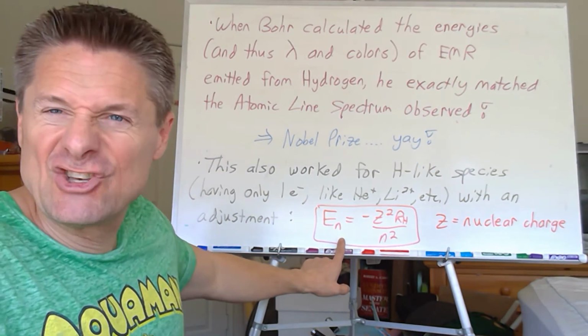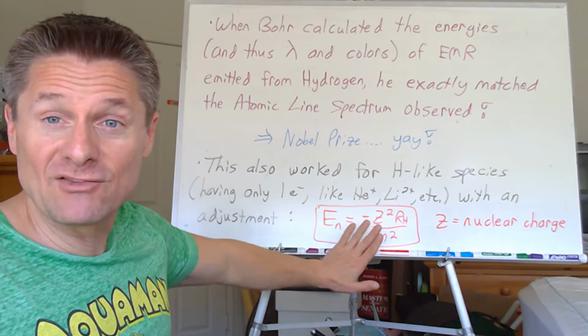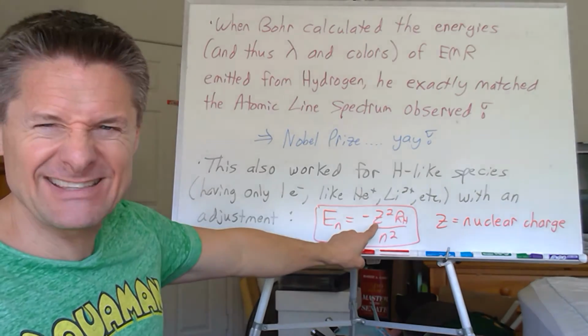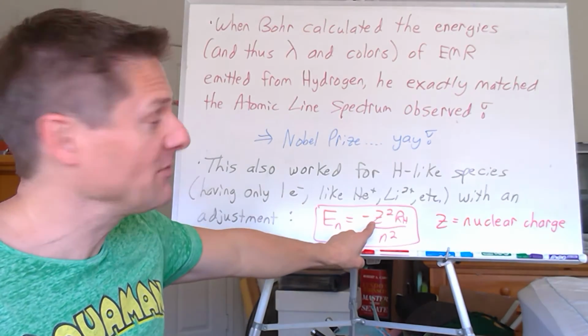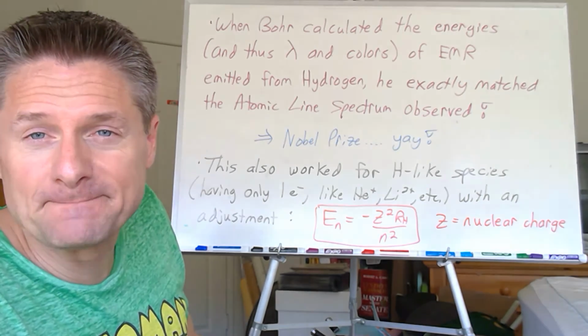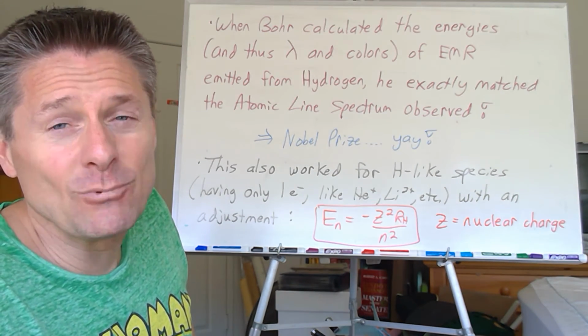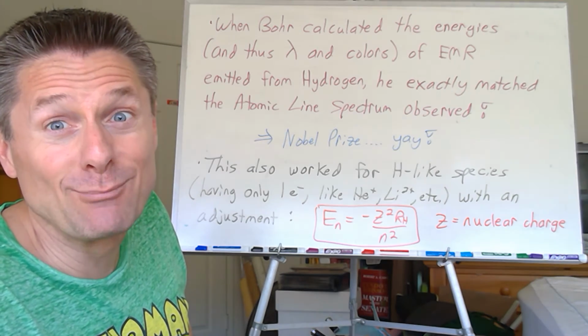But what he did is he adjusted the energy, right? Normally it's just the Rydberg constant divided by n squared with a negative sign. But if you put the Z squared there, the nuclear charge or number of protons, times R_H over n squared, with a negative, then it worked. But we've got one more board to go. When there was more than 1 electron, we had problems.